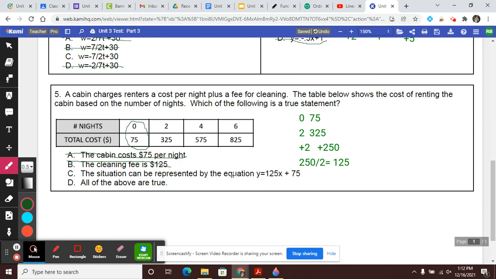The situation can be represented by the equation y equals 125x, which would be our slope. I agree with that. Plus 75, which is our y-intercept. I agree with that. So that means C is the only one that's true. Go ahead and do your 5 questions now.